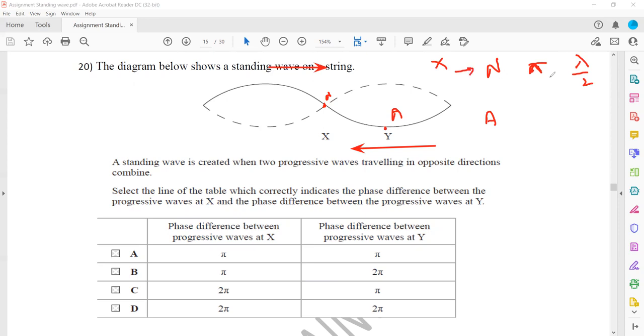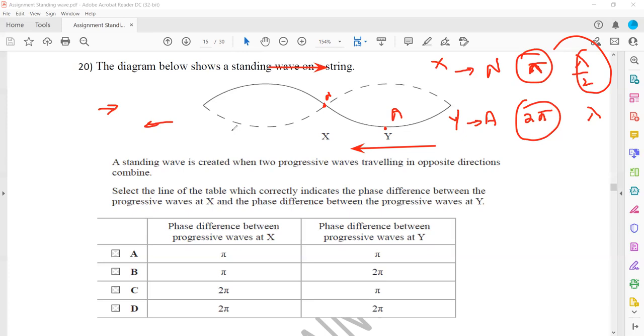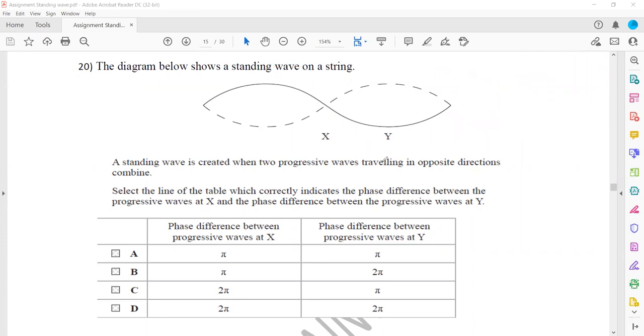X is at a node, so it will be pi or lambda by 2, but they're asking for phase difference. And Y is the antinode, so it will be 2 pi or lambda. So for X, because it's a node, the two progressive waves cancel out the effect of each other and the result is a node. And two progressive waves increase the effect of each other and the result is an antinode. That's why B is the right answer.